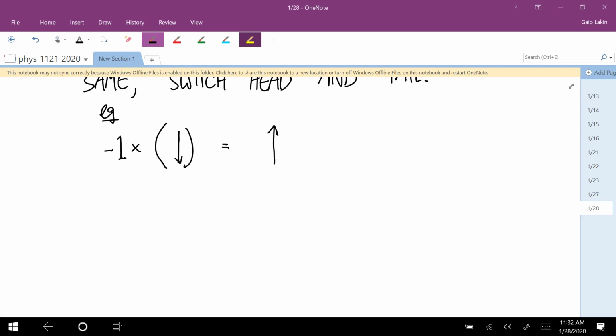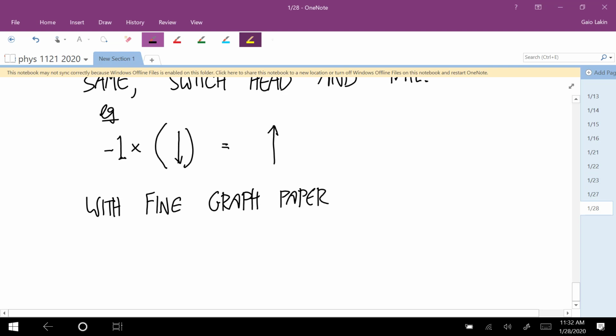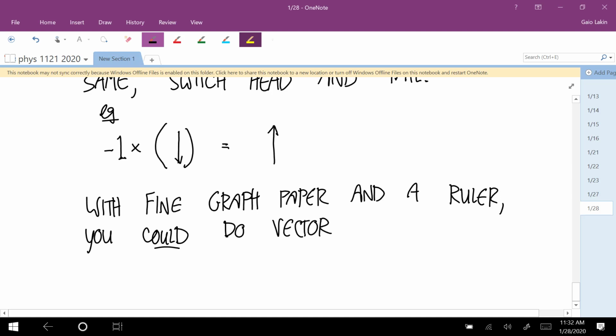Okay, so this is a way that you could do all, with fine graph paper, and a straight edge, a ruler. You could do all your vector calculations this way. But we're not going to. We have an easier way.